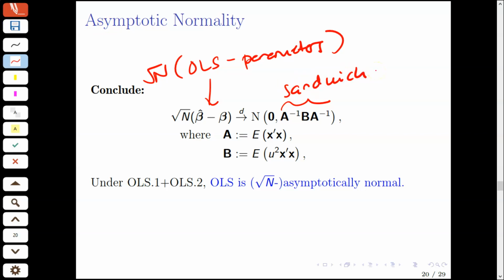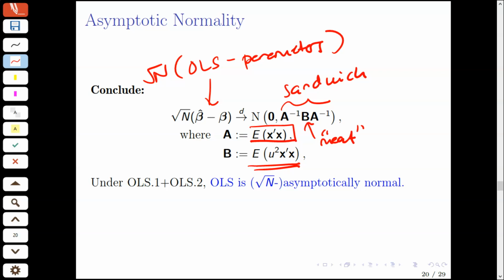The bread is the inverse of our expected outer product of the regressors matrix, which we'll denote by A. The meat of the sandwich we'll denote by B, and it's the variance from the second part of our product, which is the expectation of the unobservable squared times the outer product of the regressor vectors.